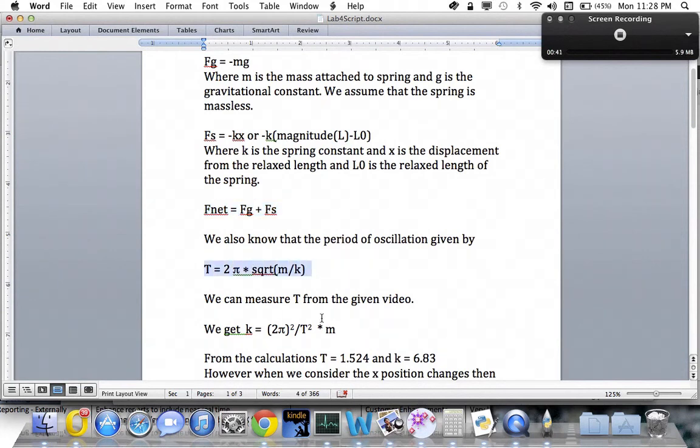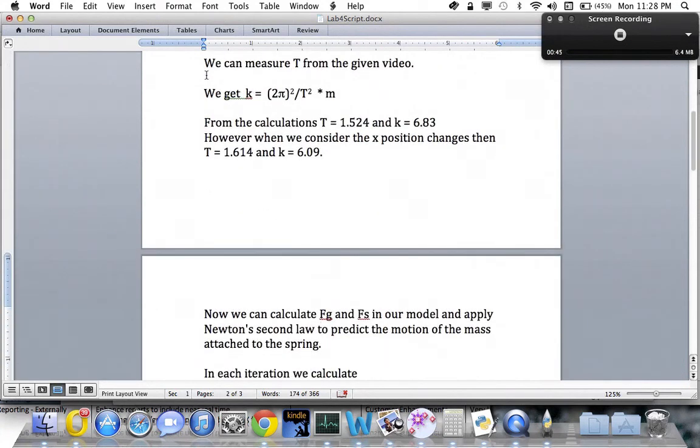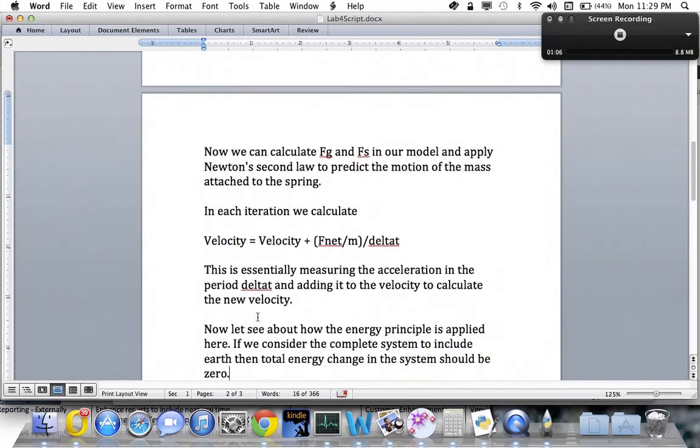And T is equal to 2 pi multiplied by the square root of m over k. And we get k is equal to 4 pi squared divided by T squared, multiplied by the mass. From the calculations, T is equal to 1.524 and k is equal to 6.83, or T is equal to 1.614 and k is equal to 6.09.